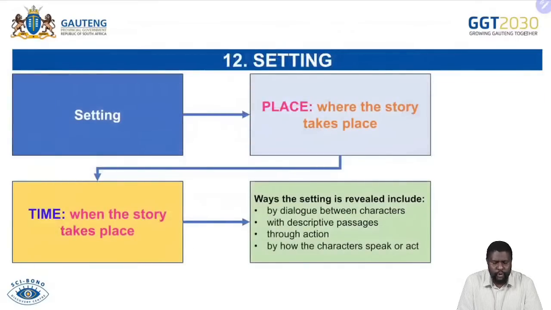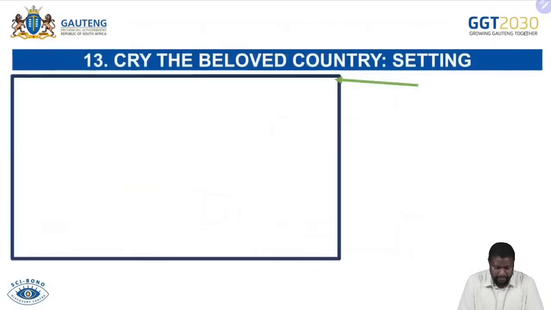And then moving on to the setting. We said the setting is the place where the story takes place and the time when the story takes place. Ways the setting is revealed includes dialogue between characters, descriptive passages, through action of the characters, and how the characters speak or act. Let's look at this question. Setting on Cry the Beloved Country.